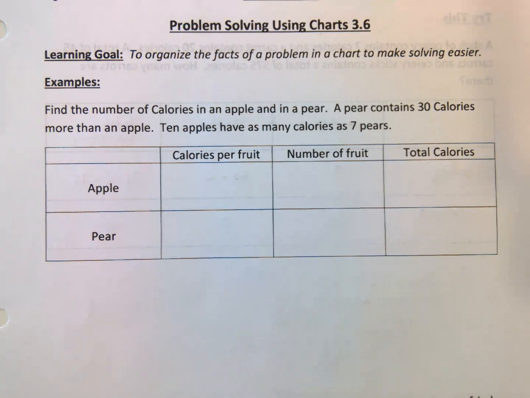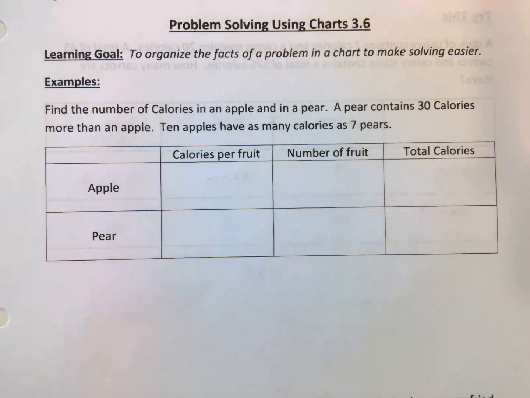This is helpful when you have two different things that are unknown, but you're only allowed to use one variable. When we get to situations where I've taught you how to solve an equation with two variables, you don't really need to use charts as much. But when you're only allowed to use one variable and you have two or more unknowns, then you really need to be able to use a chart. Okay, so let's get started.